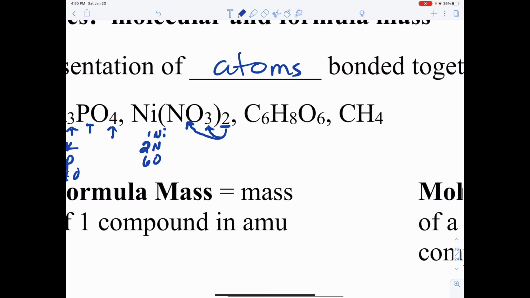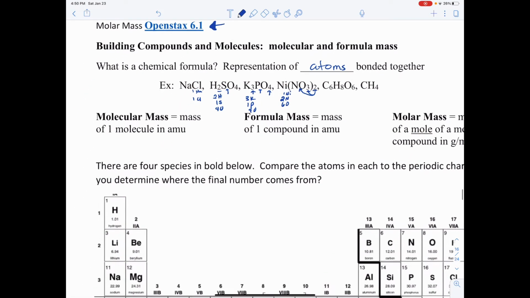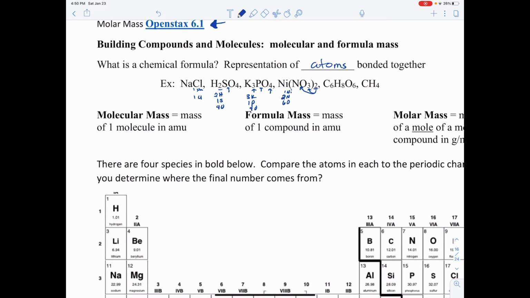And then we have some other normal ones. We'll have more parentheses coming up to practice with. So we have some words. All of them have the word mass in them: mass, mass, and mass. Molecular mass is the mass of 1 molecule in AMUs. And that's not super helpful because most of the time in chemistry, we aren't dealing with just 1 molecule. The formula mass is the mass of 1 compound in AMUs.